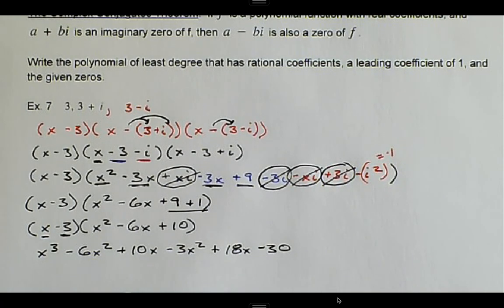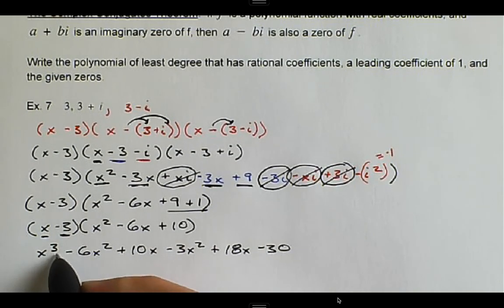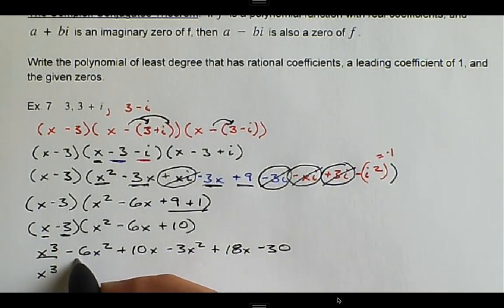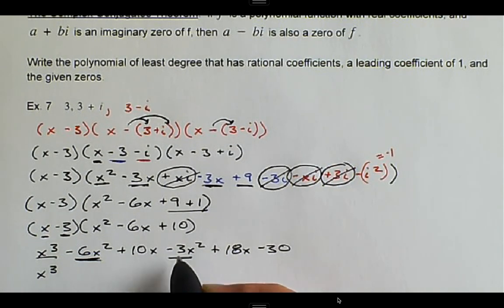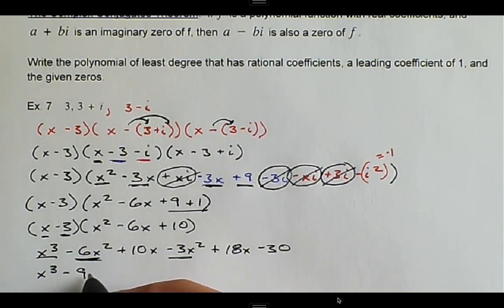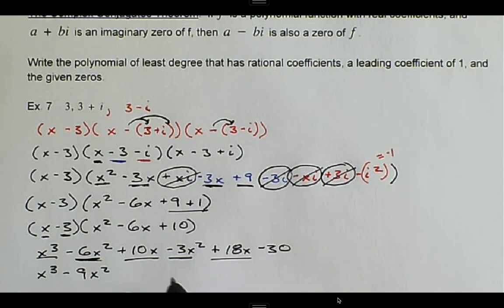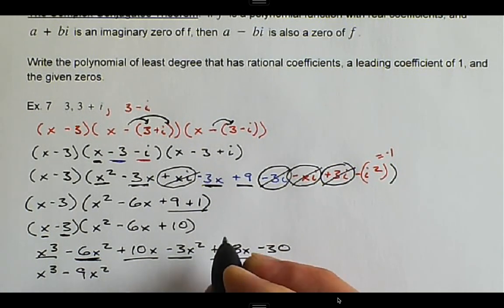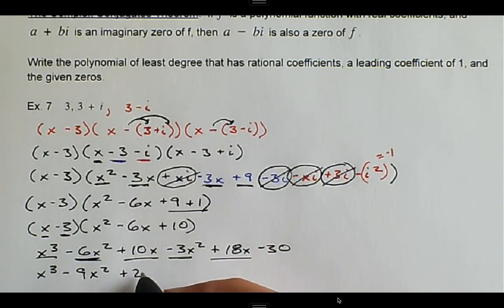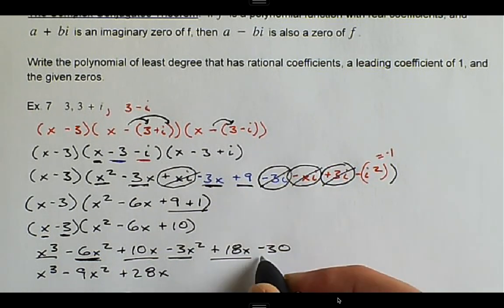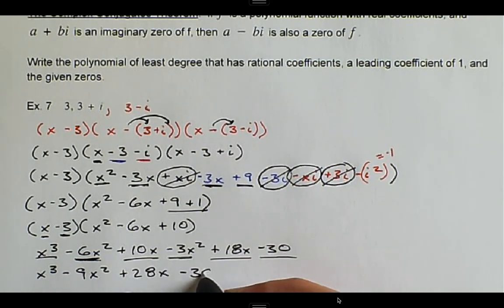And then the last thing we have to do is combine like terms. We have x cubed, so we'll leave that one alone. The next thing we come to is our squared term. We have a negative 6x squared and a negative 3x squared, and we add those together and we get negative 9x squared. Then we have our linear terms, which are 10x and 18x, which become 28x. And last, we bring down our constant, which is negative 30.